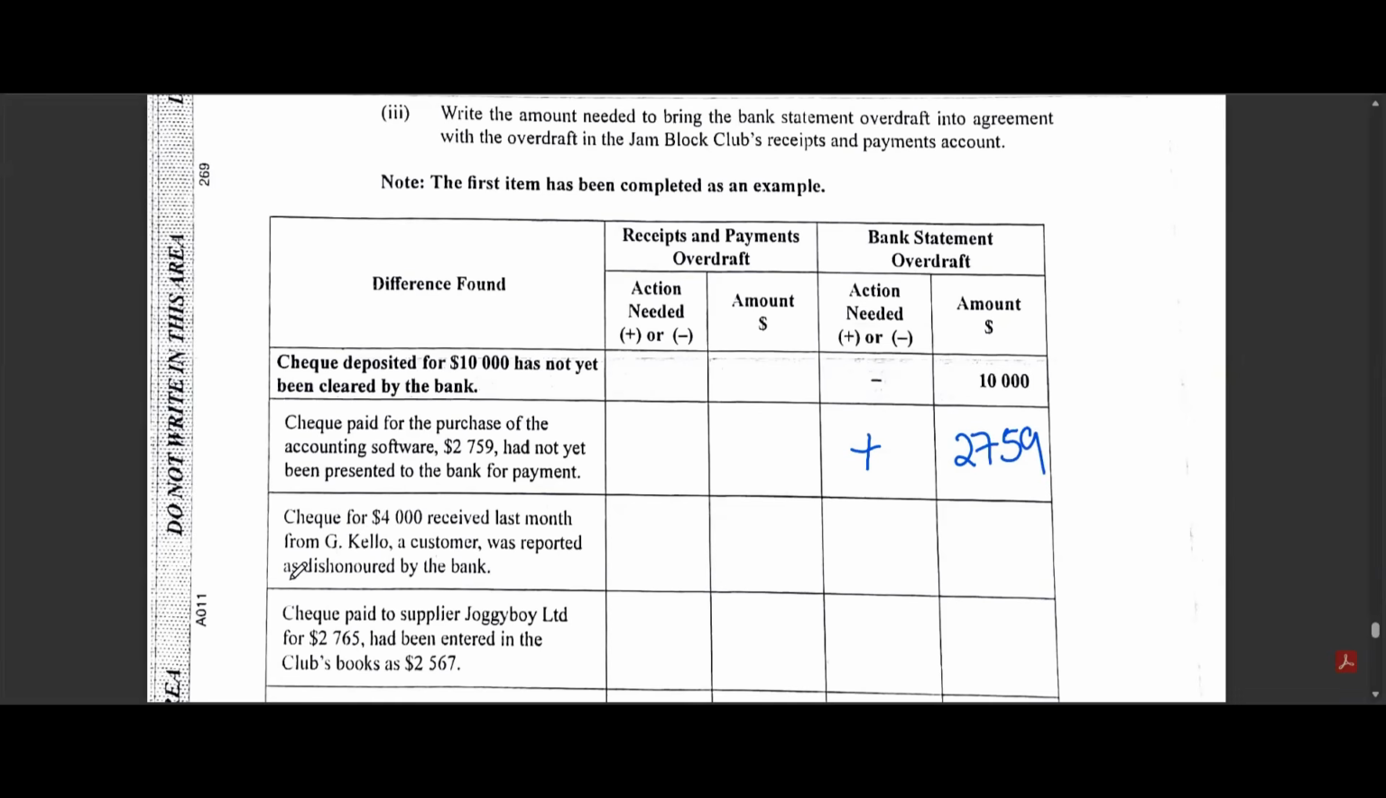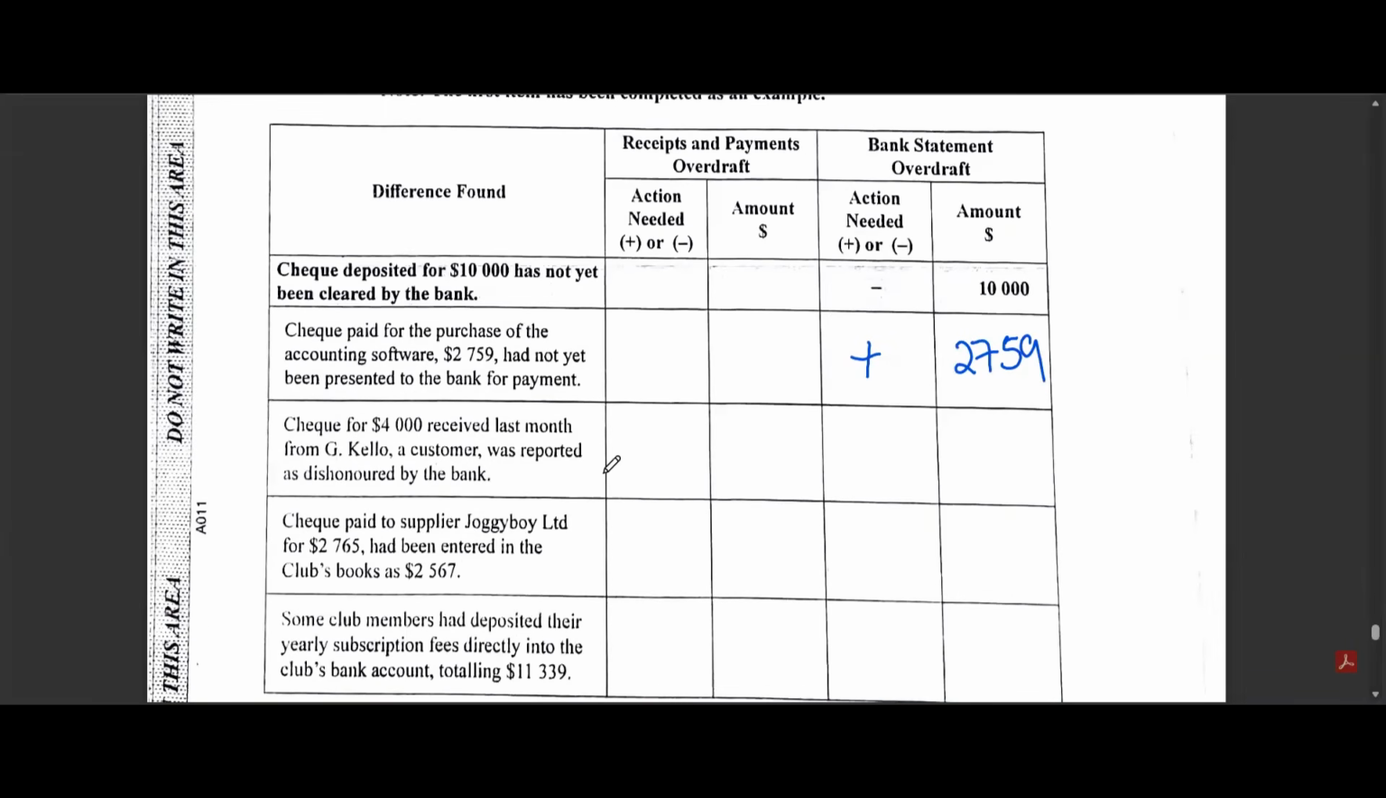Good. Now, a check for 4,000 received last month from G. Kellaway, a customer, was reportedly dishonored by the bank. So that check actually went to the bank. The bank said no, that was dishonored. Dishonored means that money did not go into our actual accounts. Therefore, we need to subtract it or take it back out from our receipts and payments account. So put a negative there, 4,000.